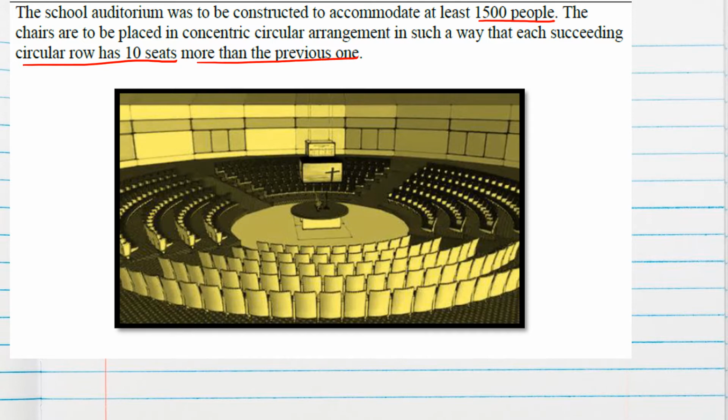So by this information we can get the idea that this case study is based on AP. Because suppose the first row contains 10 seats, then 10 more will be there in the second row, so 20. Then 10 more will be there in the third row. That means there is a common difference, so it is an AP. Okay, now once again we'll check the question.